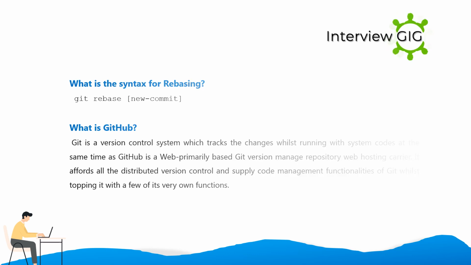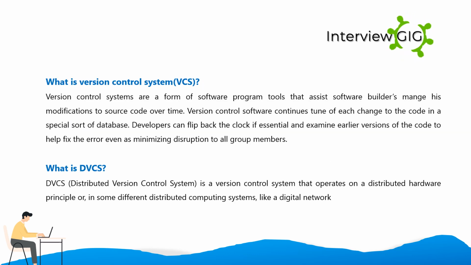What is a version control system, VCS? Version control systems are a form of software tools that help software developers manage changes to source code over time. Version control software keeps track of each change to the code in a special sort of database. Developers can turn back the clock if necessary and compare earlier versions of the code to help fix the error while minimizing disruption to all team members.